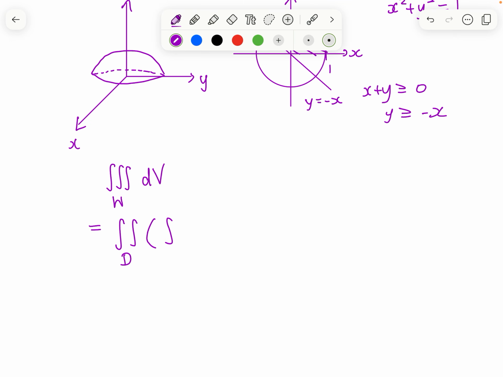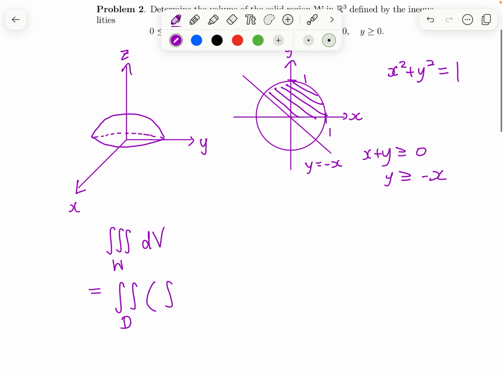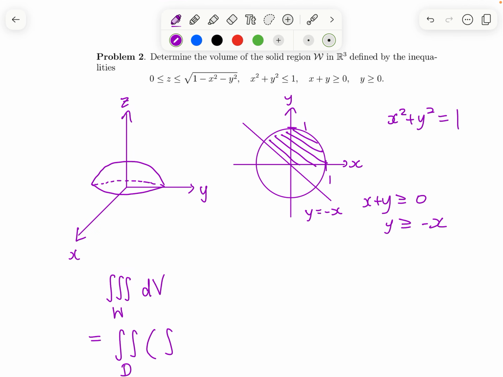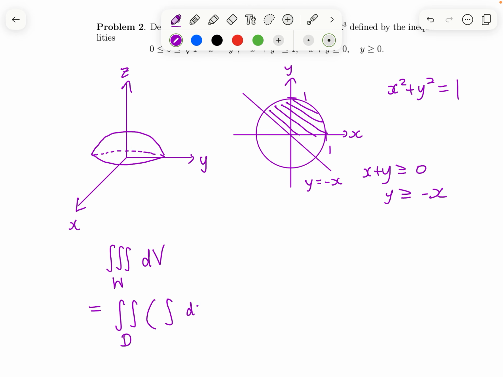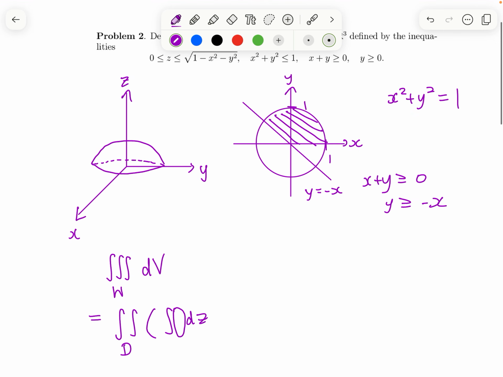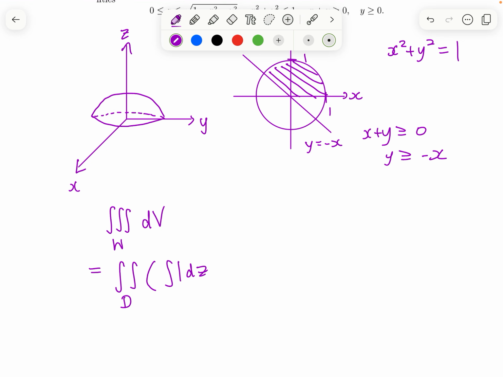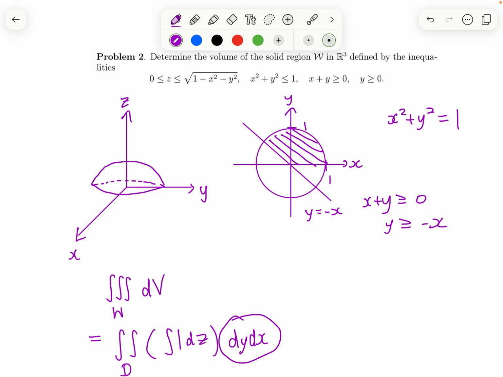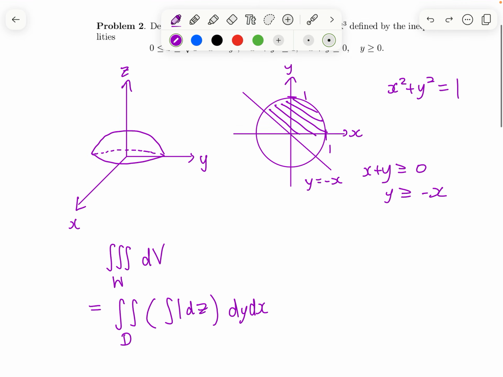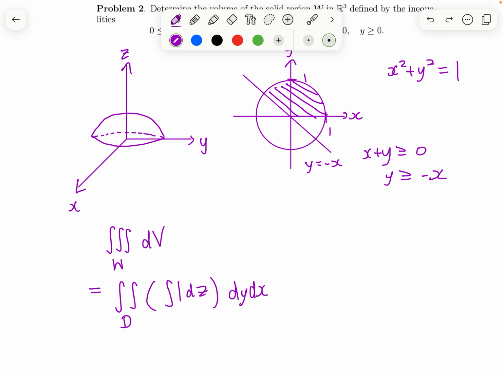And then inside we'll have another integral. There are different ways to approach this, but since we're clearly given the z inequality, we know that we can be integrating dz first. The reason we have no function inside is because we're calculating the volume, and that's essentially the same as saying integral of 1 dz, and then the rest would be dy and dx, or dx dy. It doesn't really matter which order in this scenario, but we want to have dz in our most inner integral.